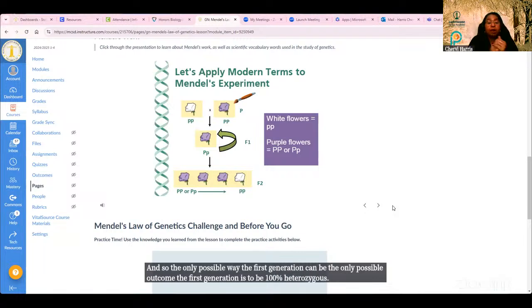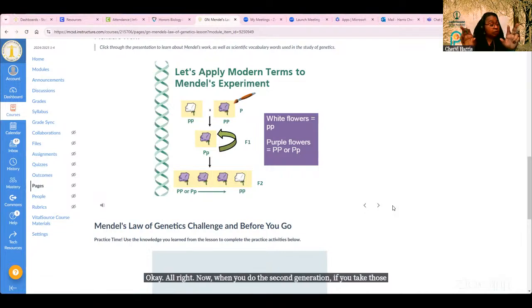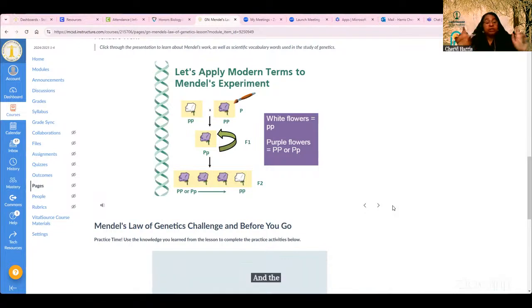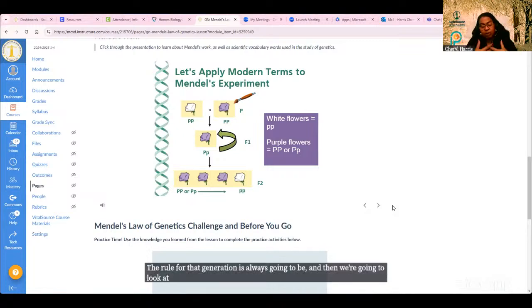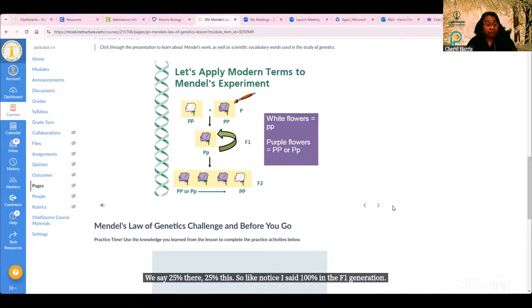Okay? All right. Now, when you do the second generation, if you take those two, now we look at the possibility that one parent can give a capital P or it can give a recessive p, and the same thing with the other parent. So when you look at the second generation, we're going to look at what we call possibilities, because we don't know which egg is going to meet which sperm. When we look at 100%, we say 25% there, 25% this. Like notice I said 100% in the F1 generation. So we're going to talk about this in terms of percentage.